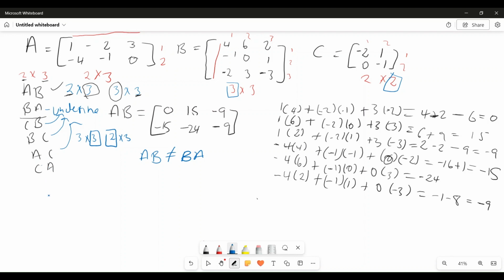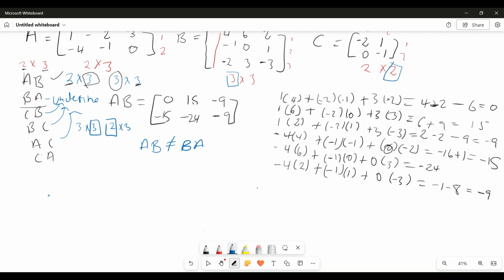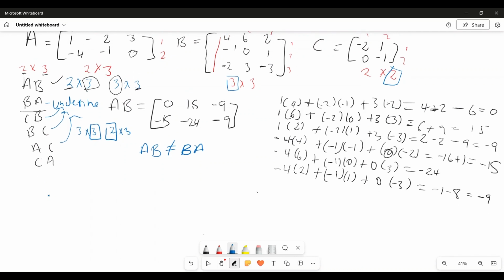Okay, so let's quickly try and do that. I can move that down. I'm just going to need some space here. So we know that CA, we're starting with matrix C. Matrix C has the order of 2 by 2, and matrix A has the order of 2 by 3.